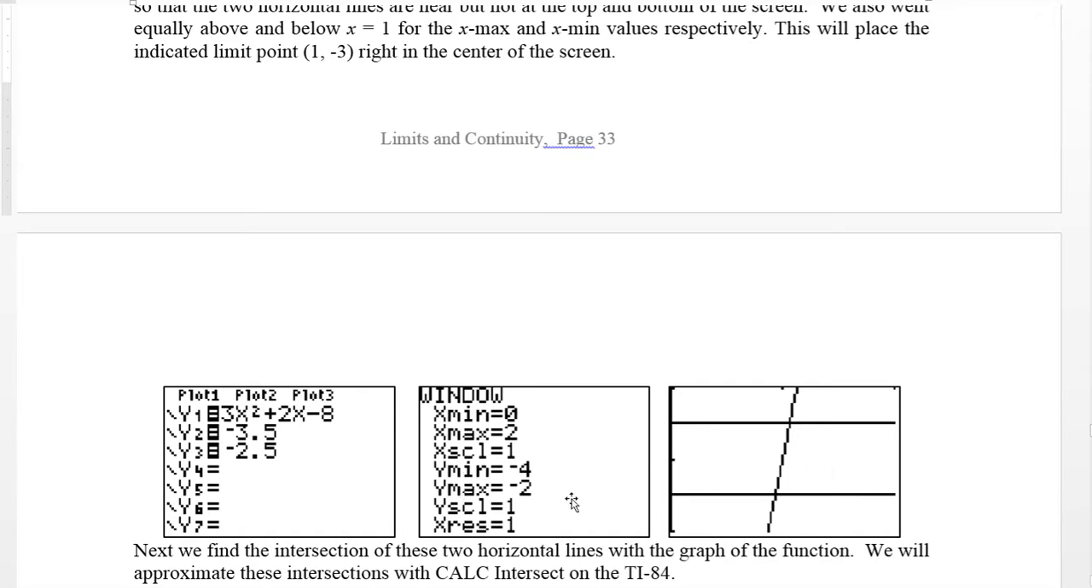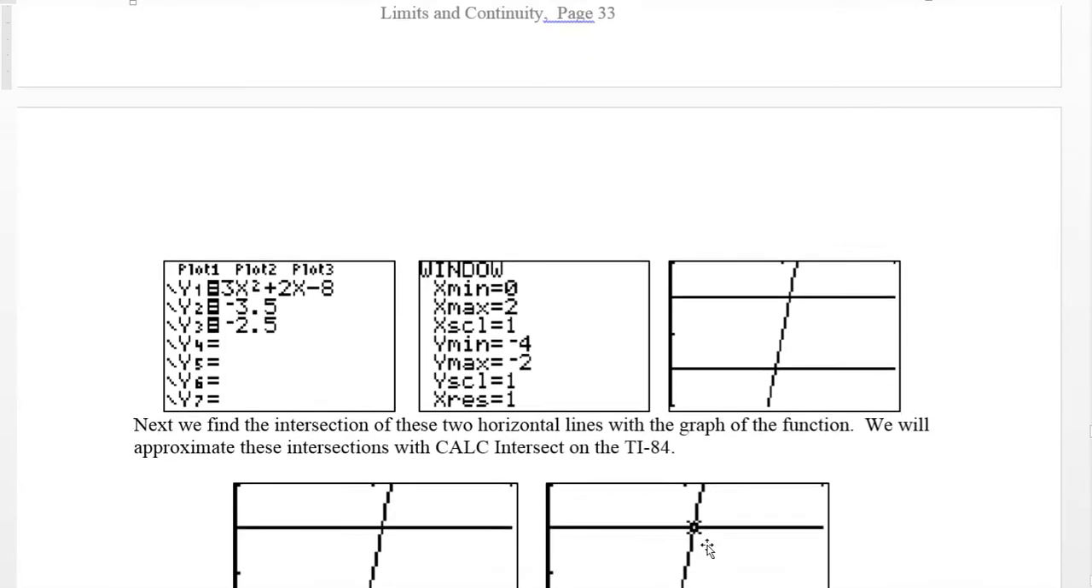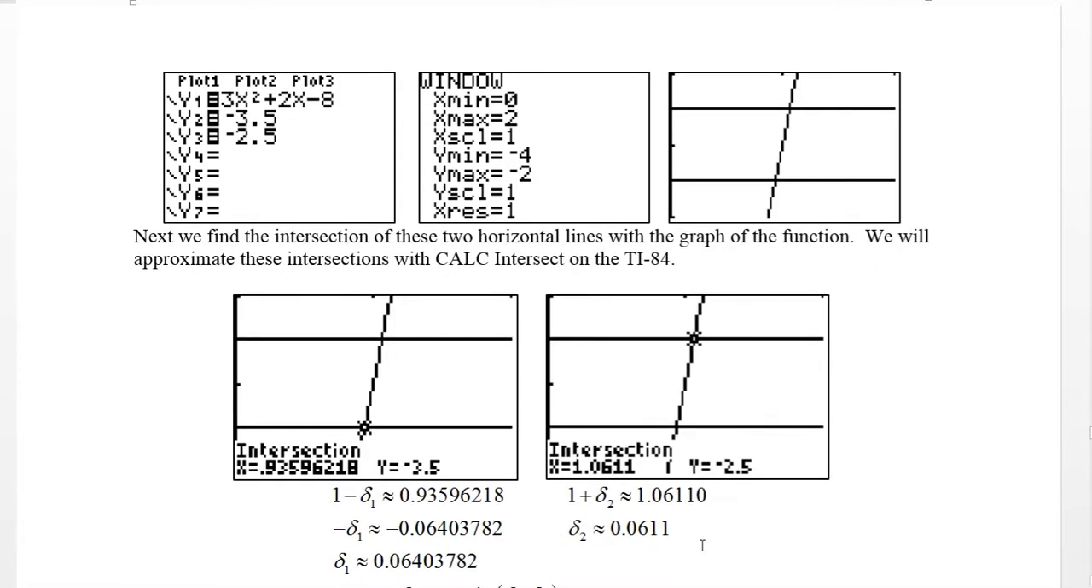You can see the window I chose here, and the main thing is we want to see these points of intersection. Now we want to calculate those 2 points of intersection. One easy way to do it is just do calc intersect on the graphing calculator. At least in terms of an approximate value, this will be sufficient. So if we want to find one, we do calc intersect, say on this bottom one.